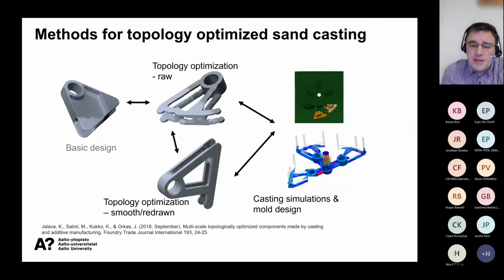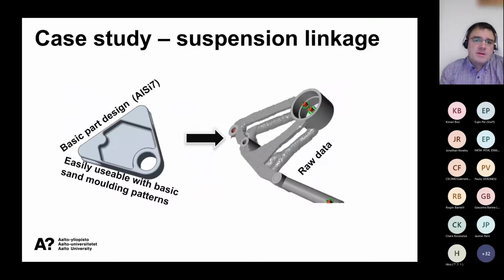Then we can use 3D printing to make the sand molds, design the molds, and then do casting simulations, and based on that, see how the mold design will work. So basically, this part was originally from aluminum alloy, and it was easily made with the basic sand molding patterns. And then when we simulate with the same loads, we can get the raw data out of that. Okay, so the raw data looks like that.